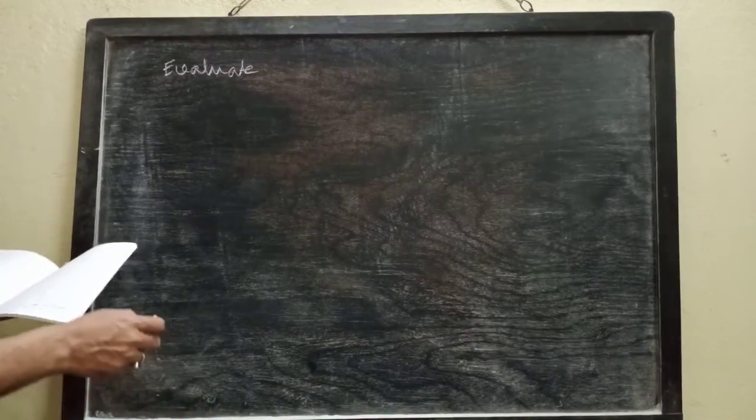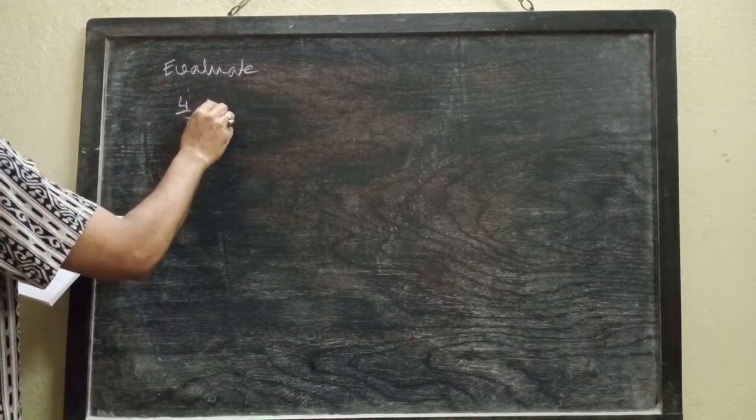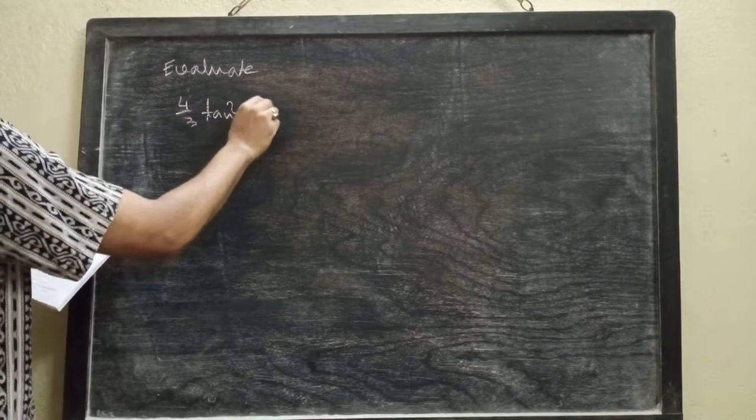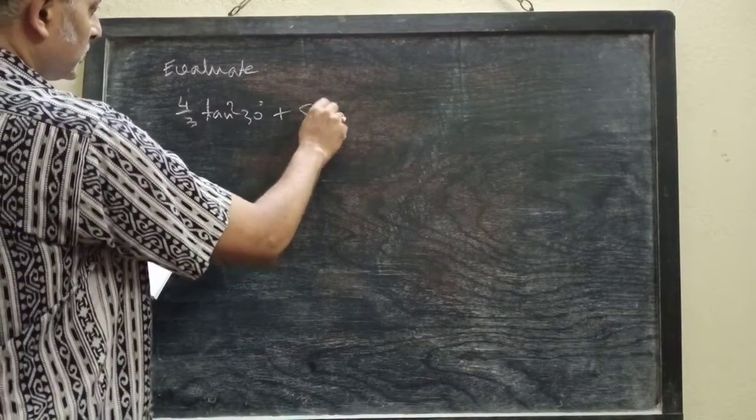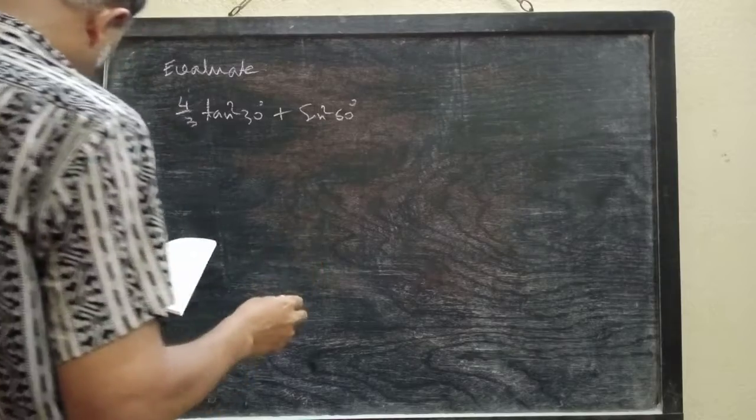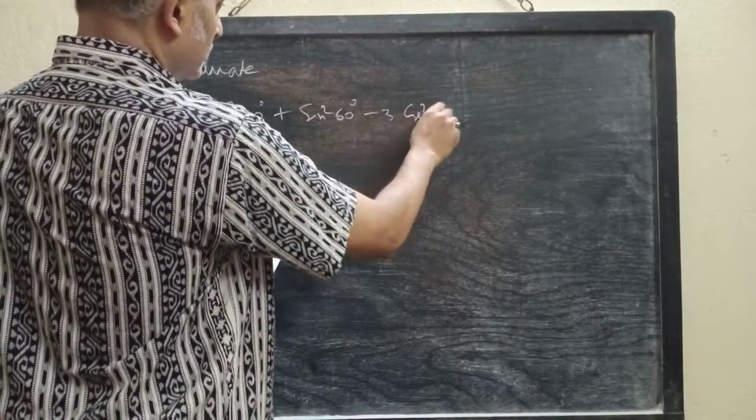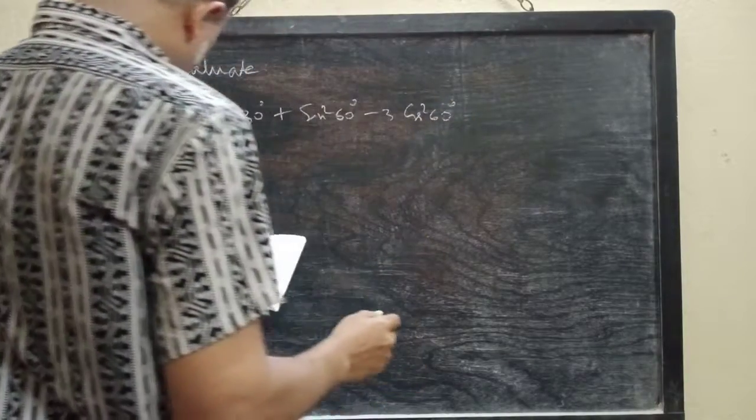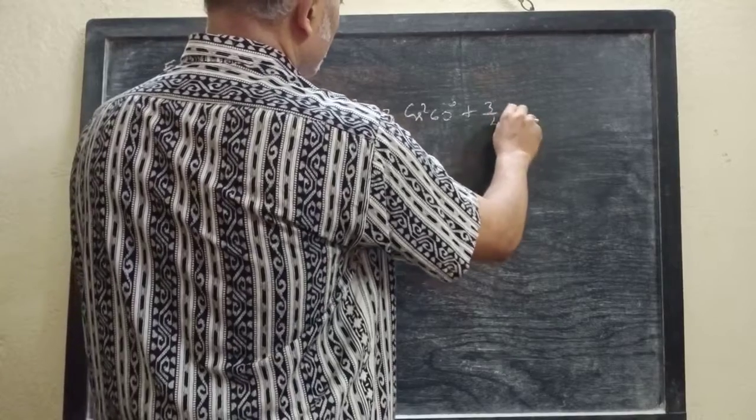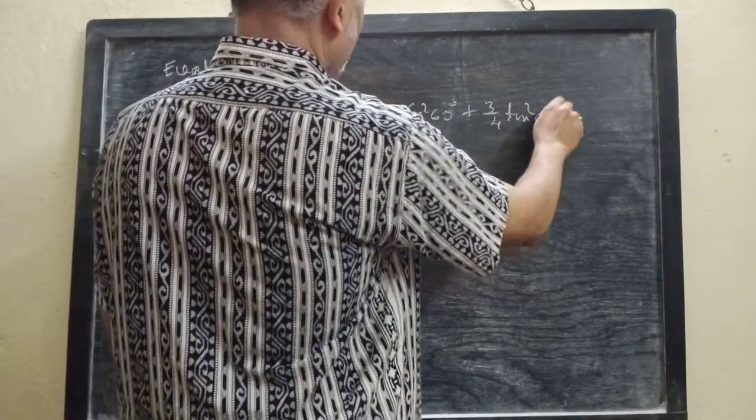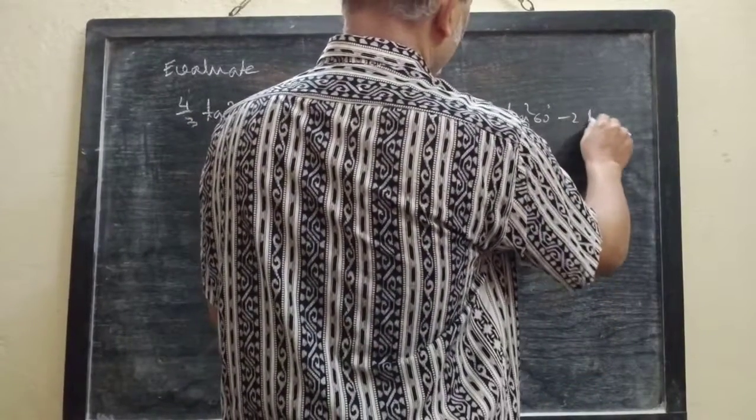Four by 3 tan square 30 degree plus sin square 60 degree minus 3 cos square 60 degree plus 3 by 4 tan square 60 degree minus 2 tan square 45 degree.